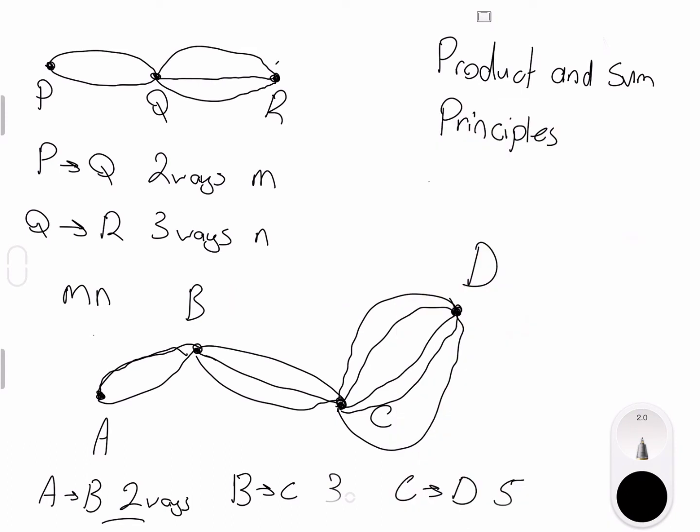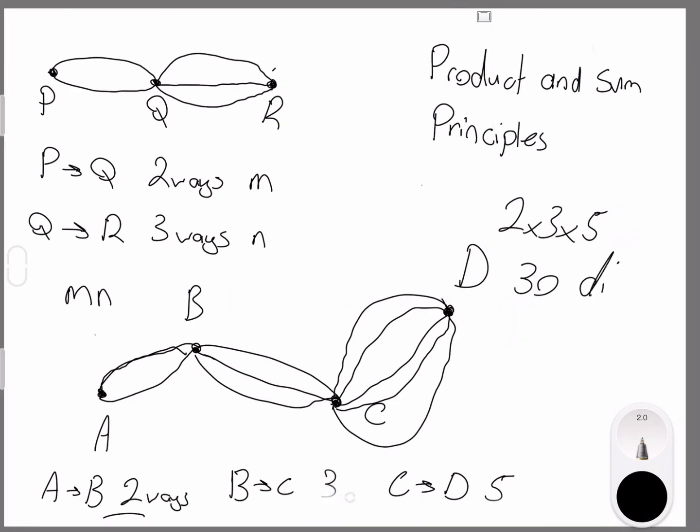So, how many different ways are there? Well, 2 times 3 times 5. What does this equal? Well, 2 times 3 is 6, times 5. There's 30 different ways from A to D.